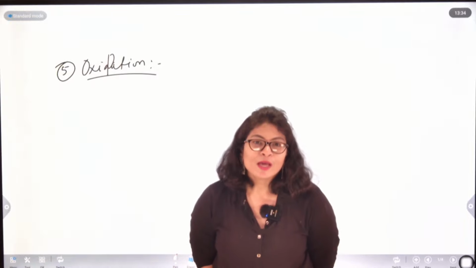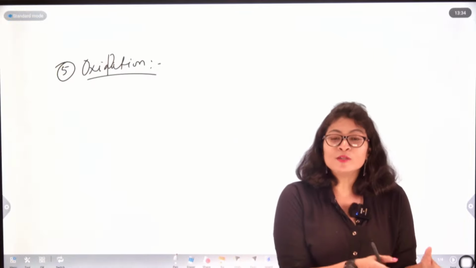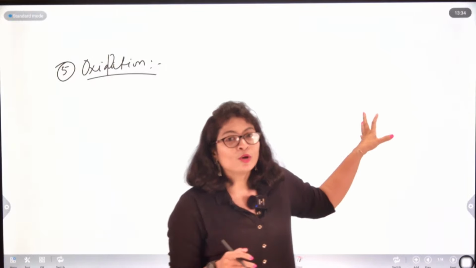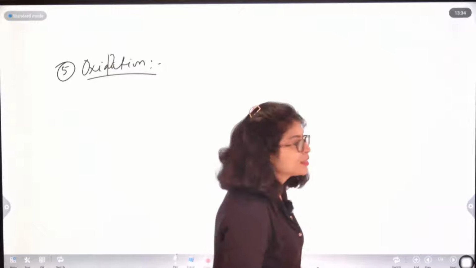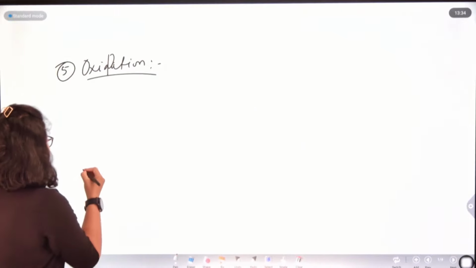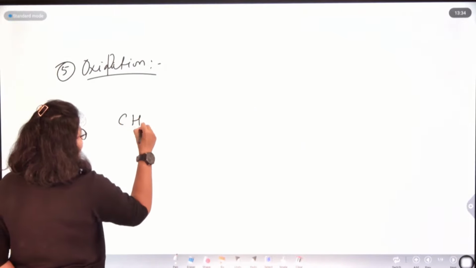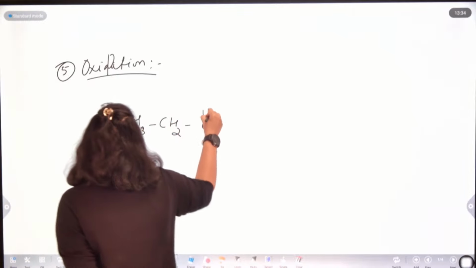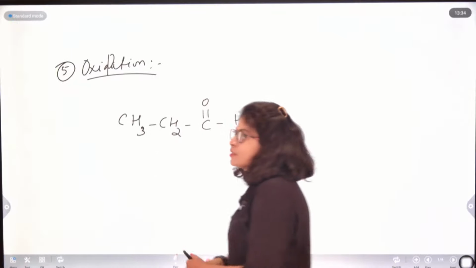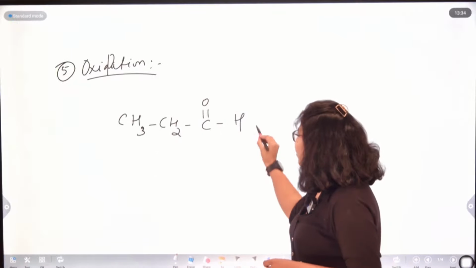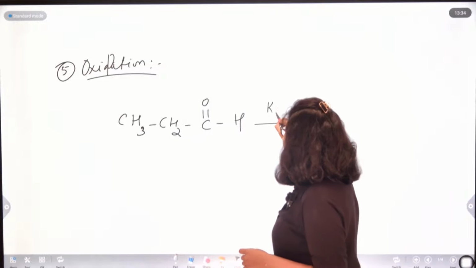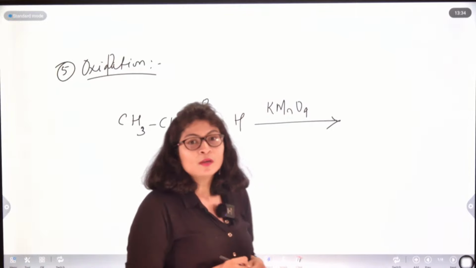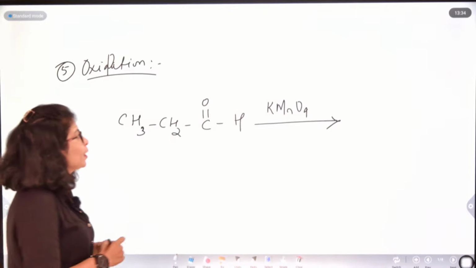So if we add oxygen to a particular organic compound, then we get a reaction under the category of oxidation reaction. For example, CH3CH2C=O(H). This is our aldehyde. If I'm adding an oxidizing agent, which is KMnO4, remember KMnO4 is an oxidizing agent. Alkaline KMnO4.